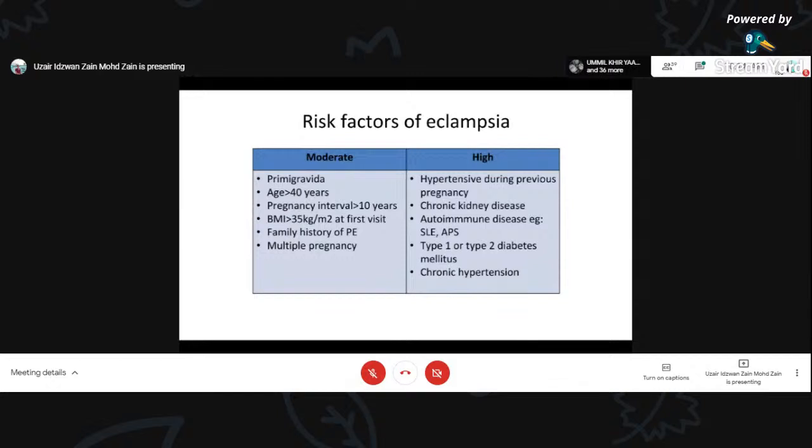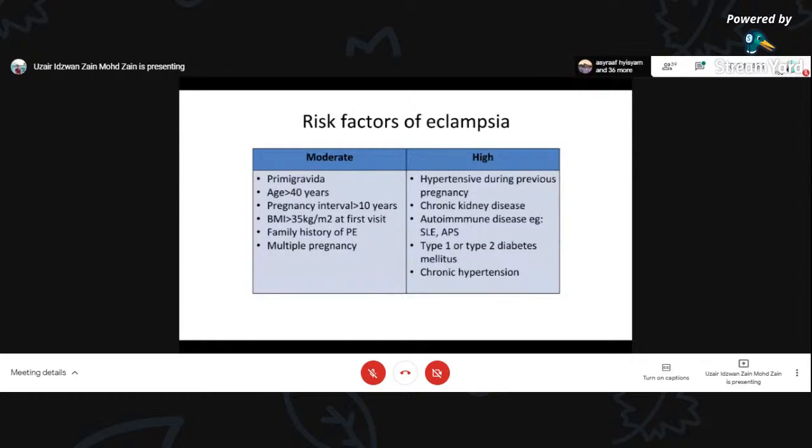1 or type 2 diabetes mellitus, or hypertension during the previous pregnancy. Not necessarily chronic hypertension, but if the patient has a history of gestational hypertension during a previous pregnancy, this patient is included in the high risk factors.